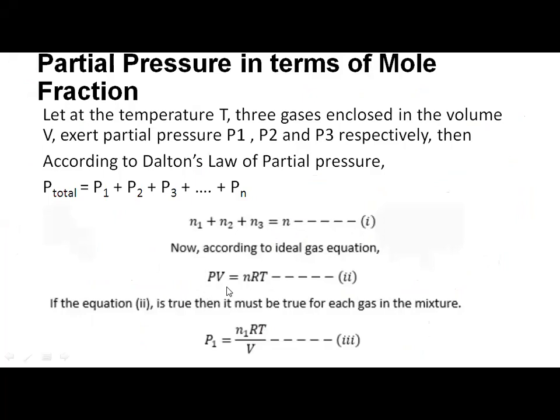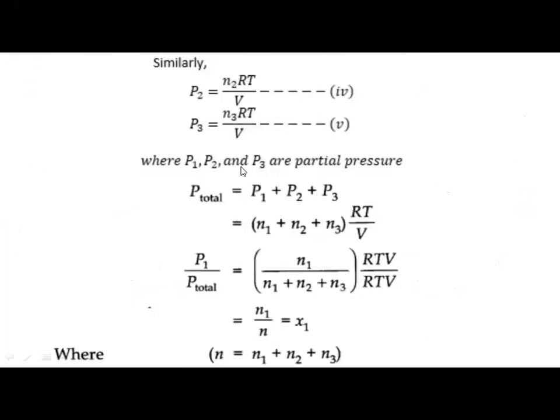According to the ideal gas equation, PV is equal to nRT. If this equation 2 is true, then it must be true for each gas in the mixture. So P1, partial pressure with respect to gas 1, is N1 RT by V. Similarly, P2 is equal to N2 RT by V. P3 is equal to N3 RT by V. And we know that P total is what? P1 plus P2 plus P3, where P1, P2, P3 are partial pressures with respect to gas 1, 2, and 3.